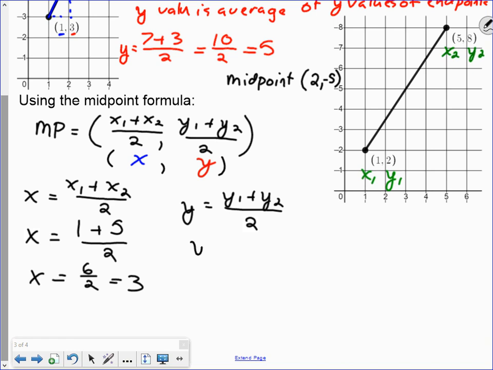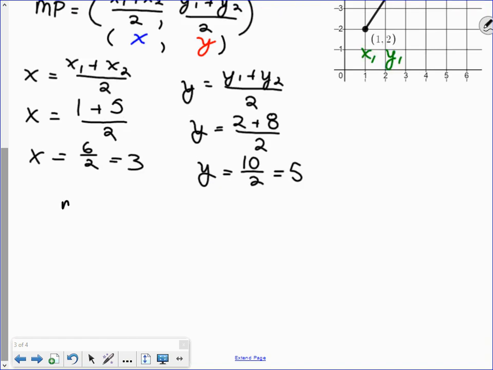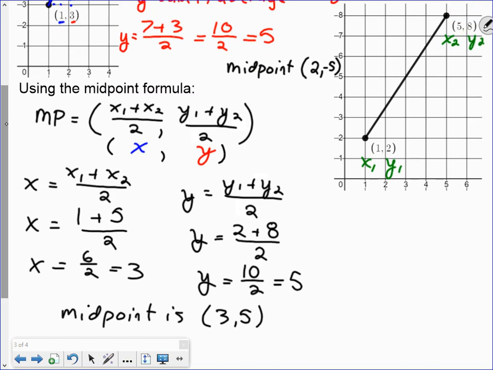Then for our y value, y1 is 2, y2 is 8. So (2 plus 8) divided by 2. So our y value is going to be 10 divided by 2, or 5. So just putting those two numbers together, the midpoint is 3, 5. And if we don't believe the formula, in this case, we can confirm it just by looking at our graph here. And we can see that this point right here is our midpoint, and that point is at 3, 5.